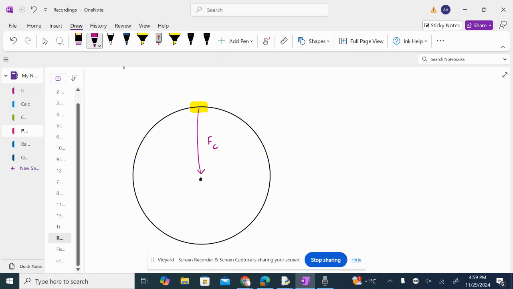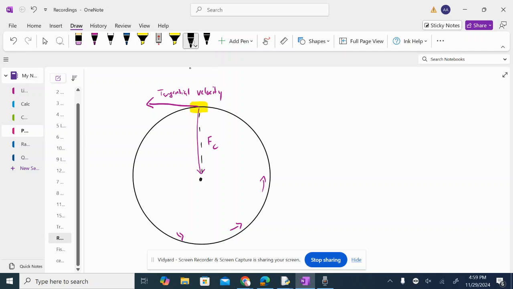Then we have our tangential velocity, which always points in the direction of rotation. If our rotation is going this way, it's as if I suddenly let go of this object, and where would it go? This is the tangential velocity.